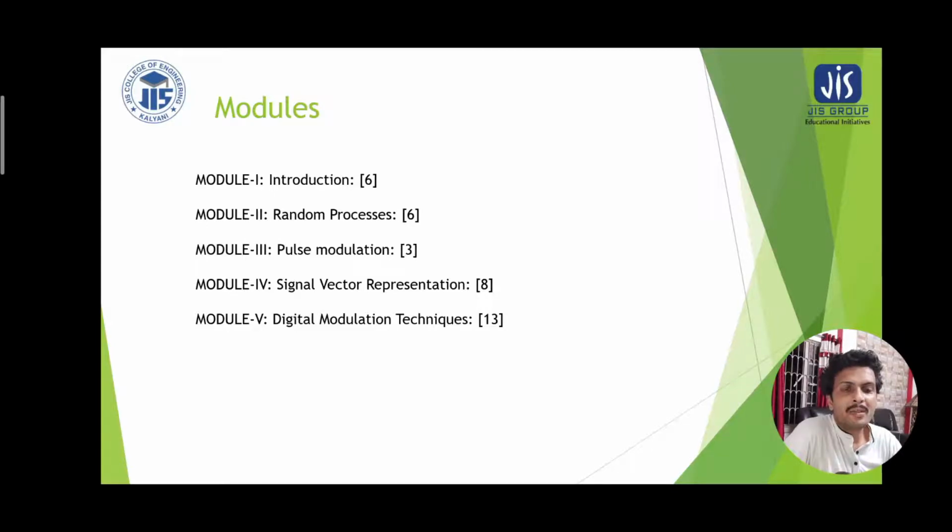And thereafter module 4, which is signal vector representation. If the signal vector is properly represented, then we can predict the amount of noise that can contaminate a particular signal, whether the signal will withstand that noise or not. So all these things could be predicted. Digital modulation techniques will be discussed here, and differential pulse code modulation to shift keying techniques, all these things will be discussed in the last module.